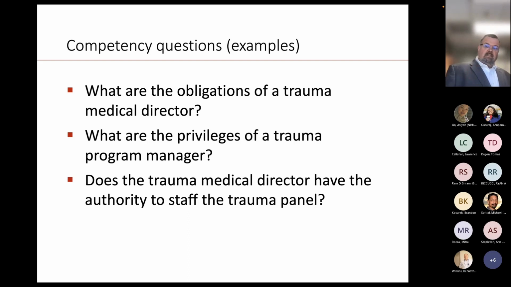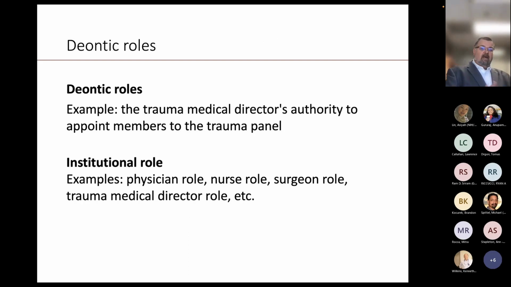And the language in the slides already hints to the fact that we might need more than just the deontic roles that we have. For one, we also need to represent institutional roles, the role of a physician, the role of a surgeon, the trauma medical director role. Those all exist in a specific ontology created for trauma care called OOST, which is part of this project. But we also need the deontic roles, like the medical director's authority.